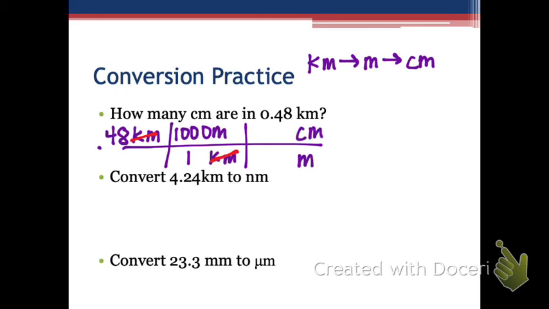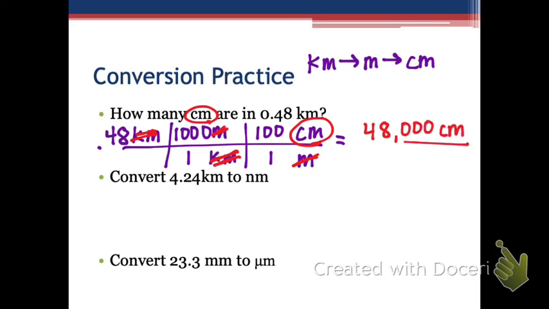Which unit here gets the 1? Meters. And how many centi are in that unit? 100. Very good. So now I look to make sure my units canceled correctly. Meters, kilometers. I'm left with centimeters, which is what I wanted. So I'm going to do the math. Now I multiply across the whole top, divide by the whole bottom. So 0.48 times 1,000 times 100 gives me 48,000 centimeters.